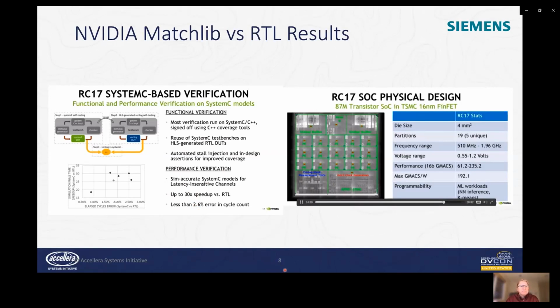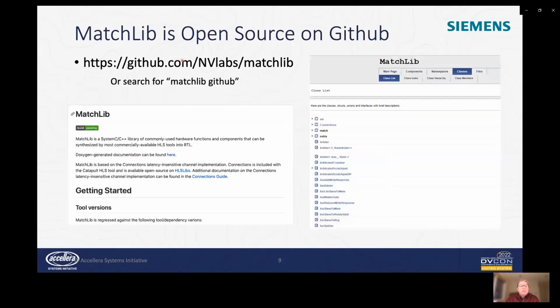Now, MatchLib is available open source on GitHub. You go to github.com/nvlabs, and you'll see MatchLib, and you can just download it and use it. It's also available with the Catapult. It's shipping with the Catapult high-level synthesis tool.